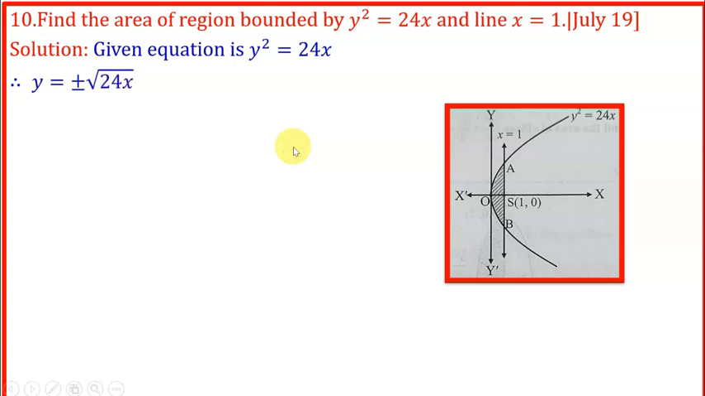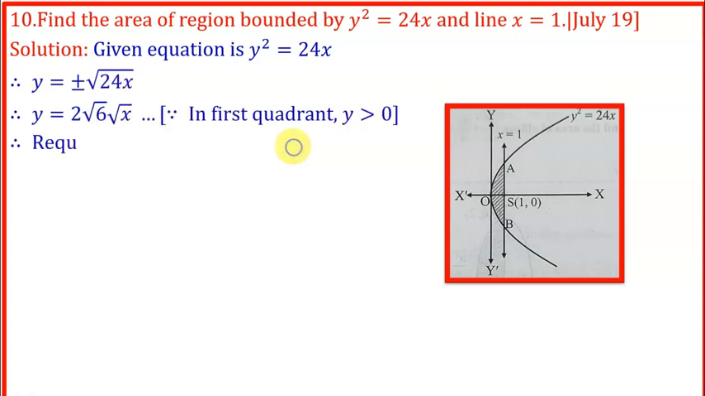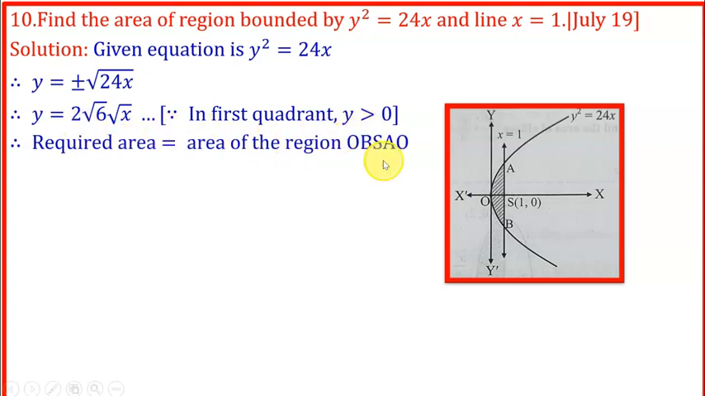Now the solution. The given equation is y square is equal to 24x. Taking the square root on both sides, in the first quadrant y is positive, therefore we take y is equal to 2 root 6 into root x. That is the root of 24, that is 6 into 4. The square root of 4 is 2. Therefore here y is equal to 2 root 6 into root x.